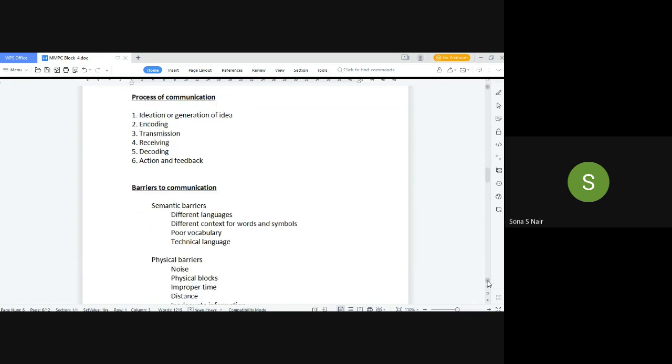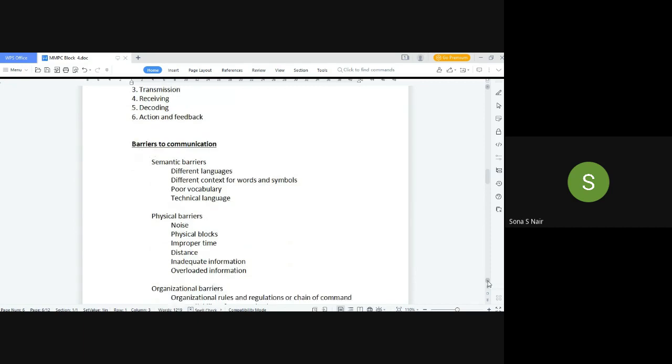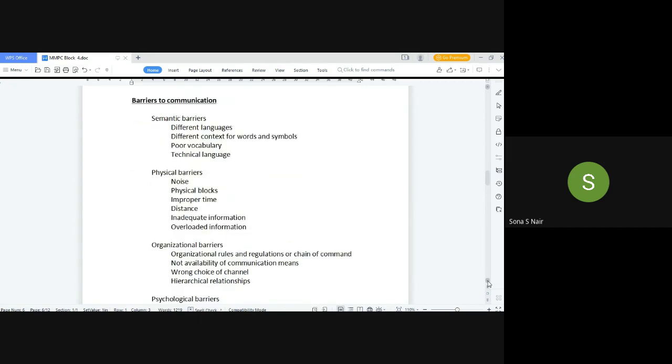Let's look at the barriers to communication. There's a whole lot of different types of barriers. Let us look at them one by one.